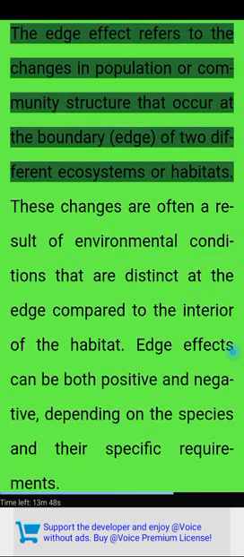3. Edge effects. The edge effect refers to the changes in population or community structure that occur at the boundary edge of two different ecosystems or habitats.